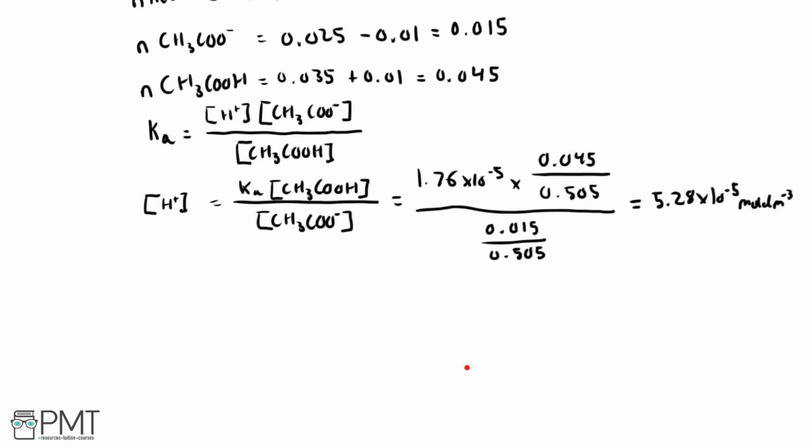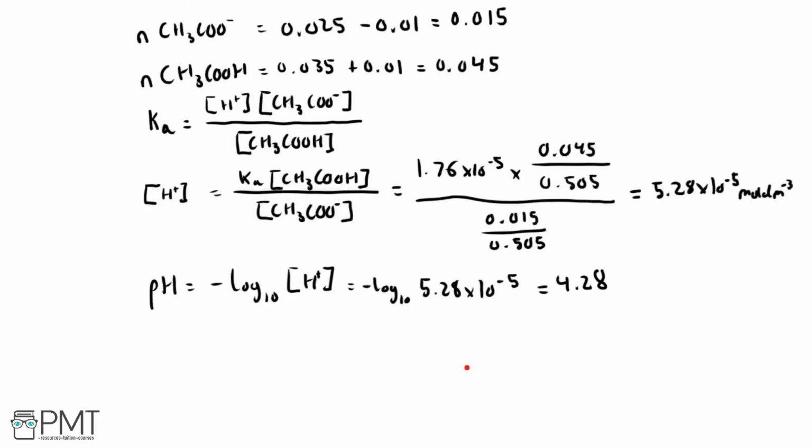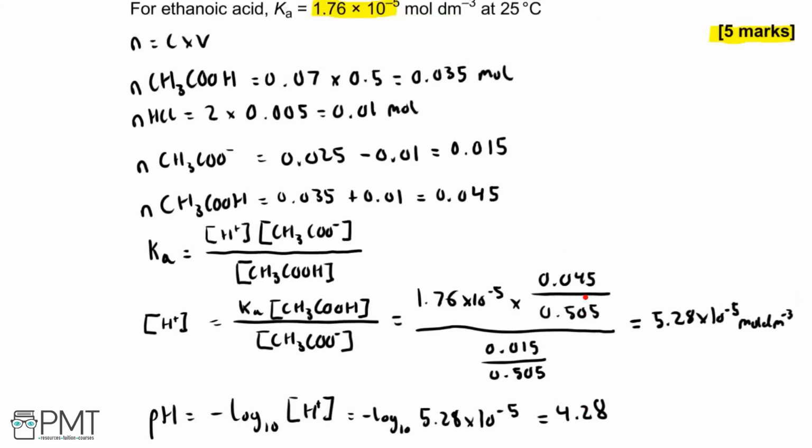And now we can use this to find pH, as pH is equal to minus log 10 of our hydrogen ion concentration, which is equal, therefore, to minus log 10 of 5.28 times 10 to the minus 5, which is going to get us a final value for our pH of 4.28. This is measured to 2 decimal places, as all pH should always be measured to 2 decimal places. And that will be our 5th mark for the question, just the one for our final answer. The remaining 4 come in the working.